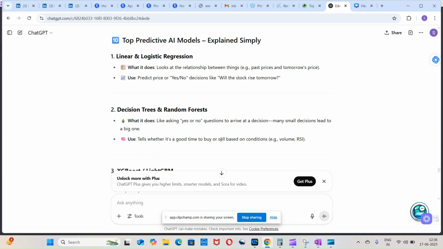Today we are going to discuss AI and ML models, specifically predictive AI models used in the hedge fund industry. We are going to discuss only the top few that are used by the hedge fund industry for prediction of stock prices and option movements, and also for forecasting.